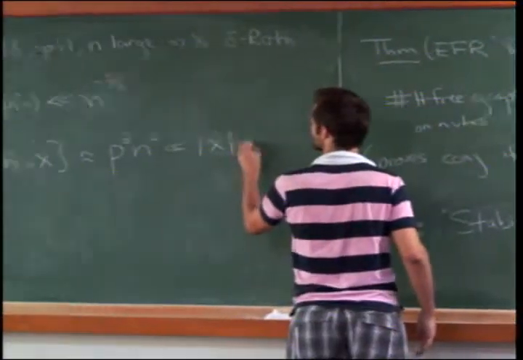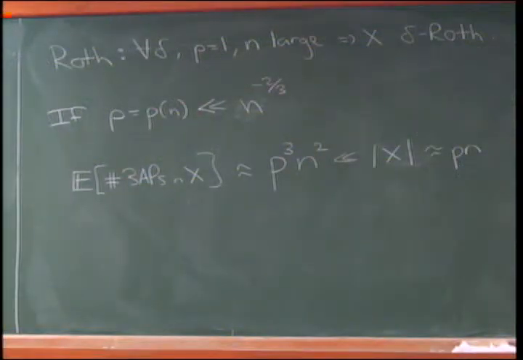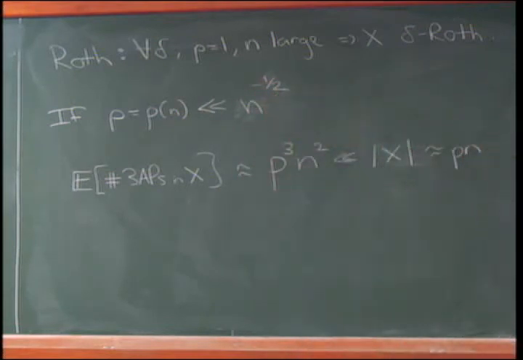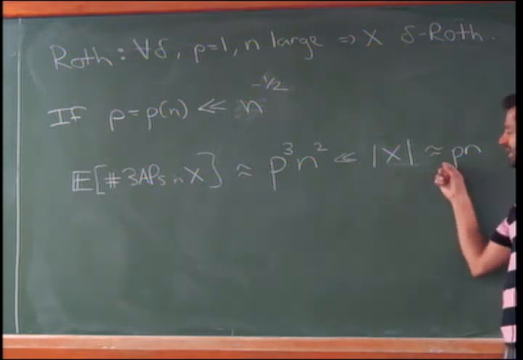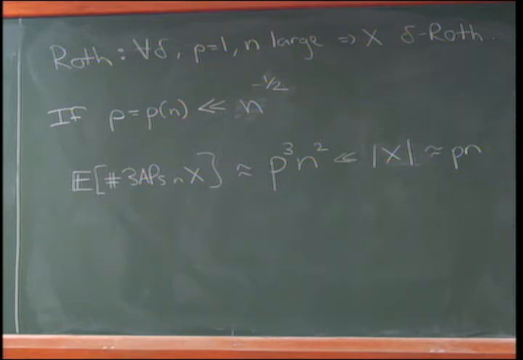Now how big is X? It's about p times n. So if p squared times n is much smaller than 1, then we have this. So if p is much smaller than not n to the minus 2/3, just n to the minus 1/2, you're still, with high probability, not delta Roth. Because you're likely to have fewer than pn 3-term APs, and you can easily destroy them all just by removing one vertex from each.